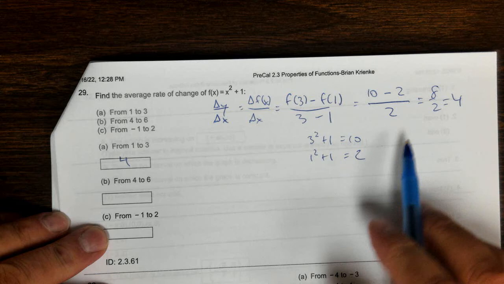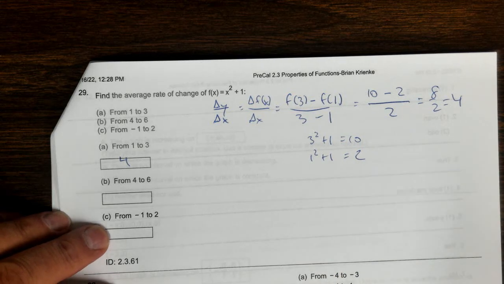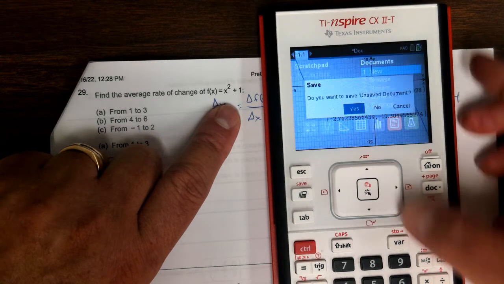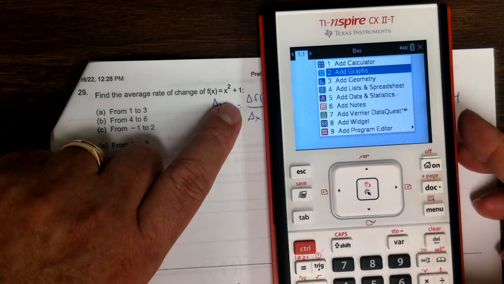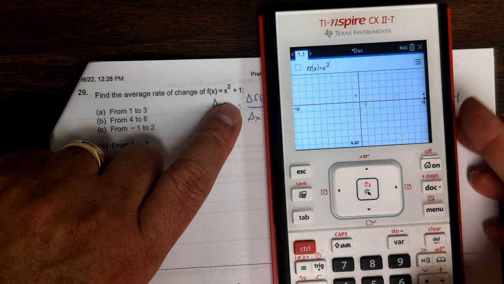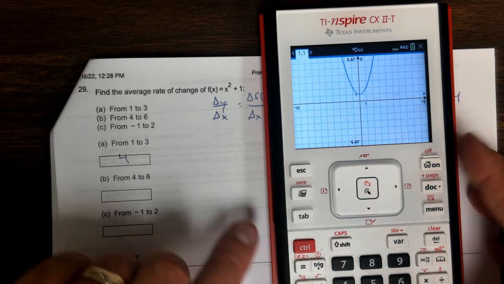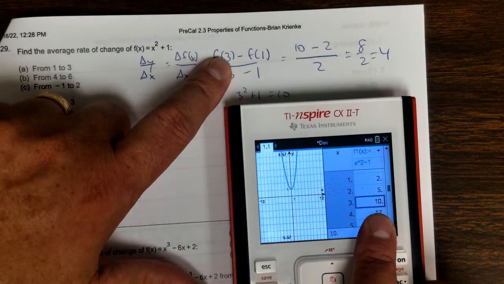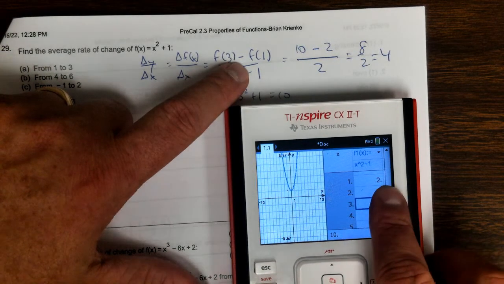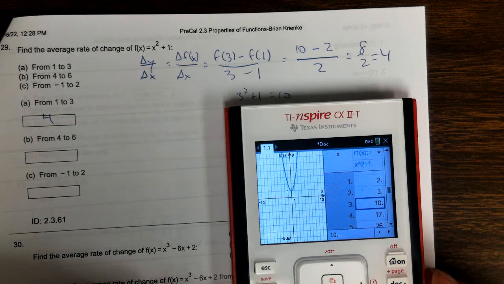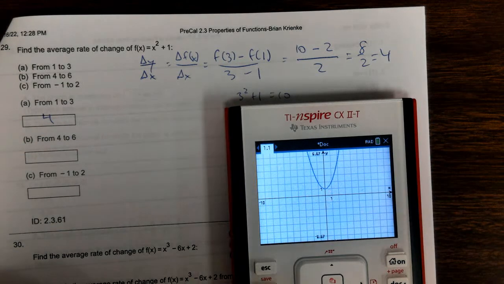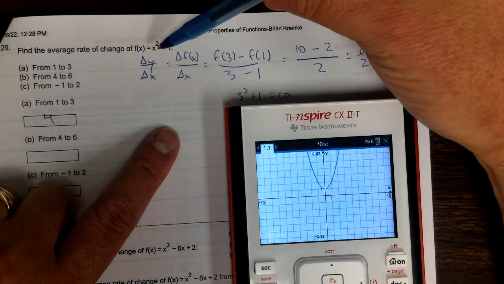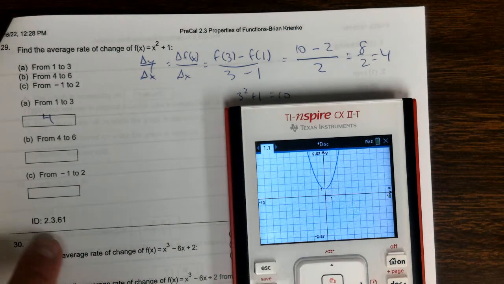Now, if you don't like doing it that way, you could do this and say x squared plus 1, then go to your table, and f of 3 is 10, and f of 1 was 2. I don't want to get too far advanced on other stuff, but as far as plugging it in, you can do it that way.